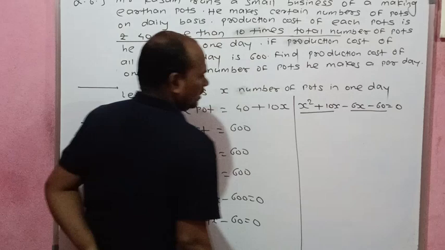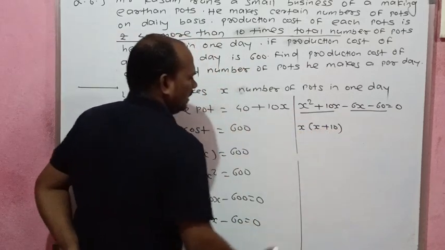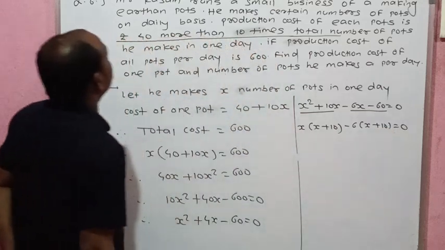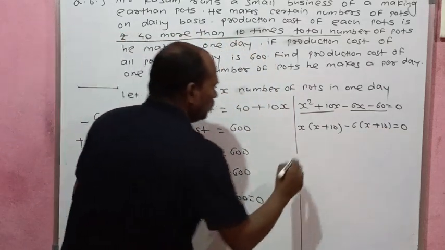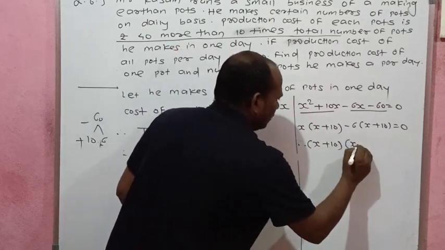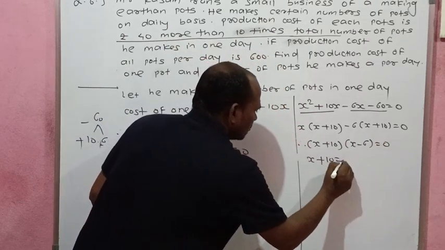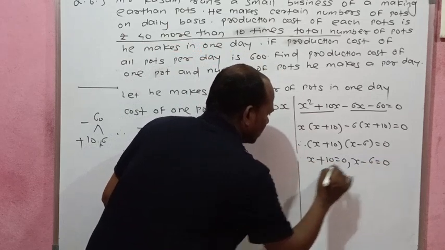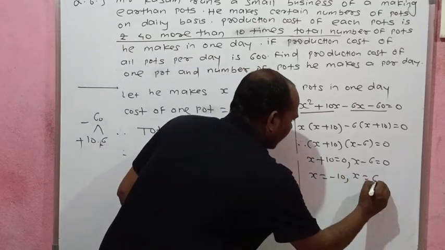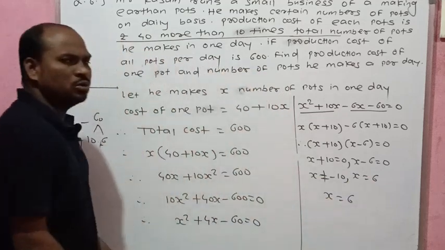We can take common here. Take common the value of x, the answer will be x plus 10. Take common the value of 6, answer x plus 10 equal to 0. Now x plus 10 in one bracket and x minus 6 in one bracket. That is x plus 10 equal to 0, x minus 6 equal to 0. That is x equal to minus 10 and x equal to 6. Minus is cancelled, x equal to 6.